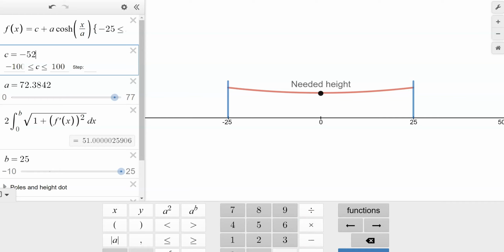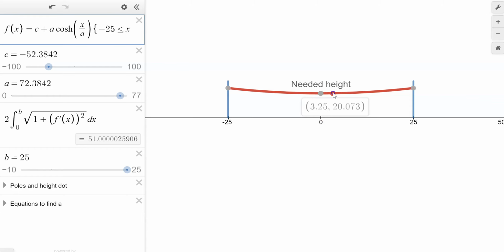So I could get in here and actually put in 0.3842. And now we should have exactly 20. See, right there, 20 is our needed height. So there's our A and our C. So you could sit here and play with it until we get our cable to have a length of 51 and a height of 20. But we're going to be doing this mathematically in the same way.